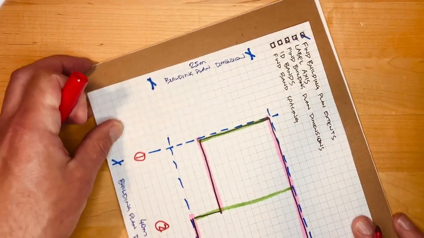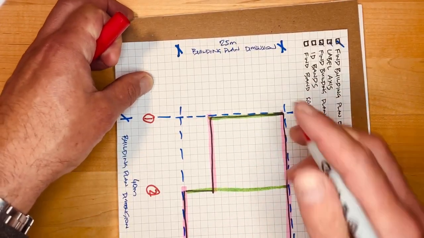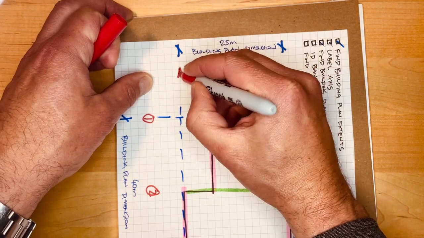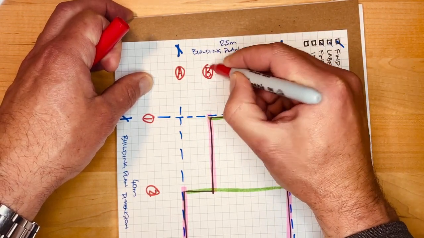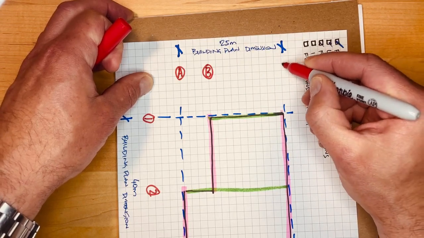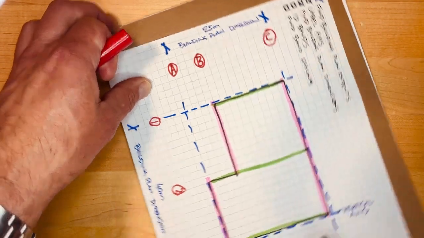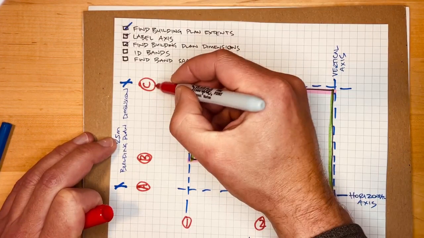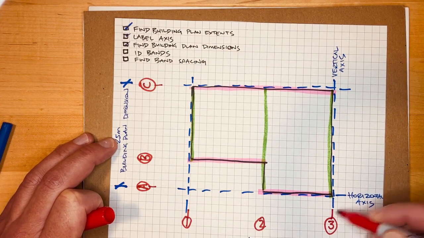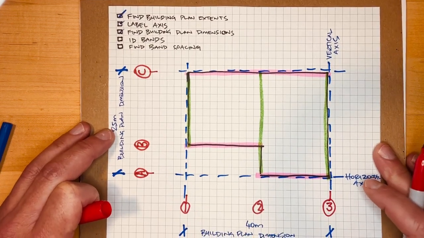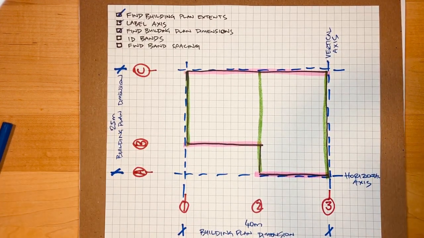Okay, and then for the bands along the vertical axis, let's call this one A, this one B, and this one C. All right, so that's how I'm identifying the bands.